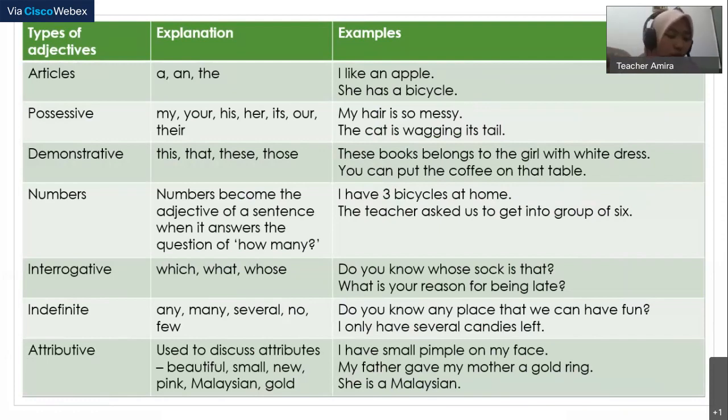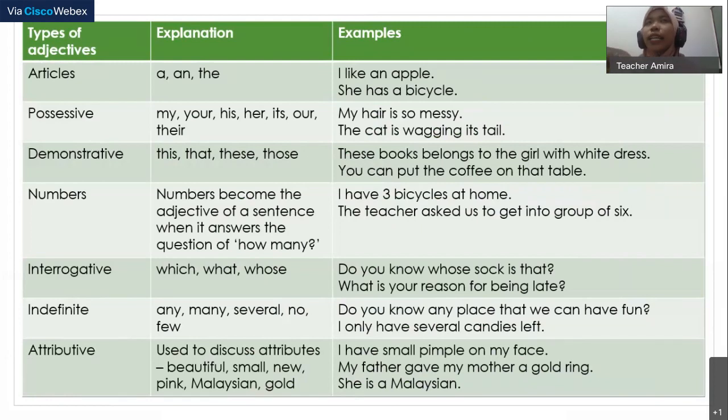So how does an article become an adjective? Let's take a look at the example. I like an apple. The noun here is apple, and there is the word an before the noun. Why am I saying that the article an is an adjective? Because an apple means one apple. I only like one apple. I don't like a strawberry, I don't like a lemon, I like an apple.